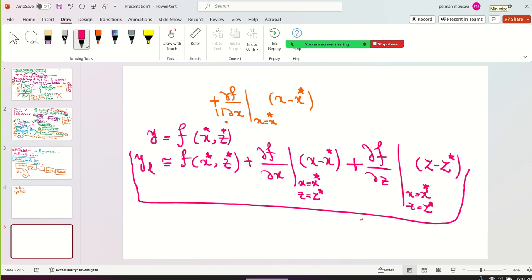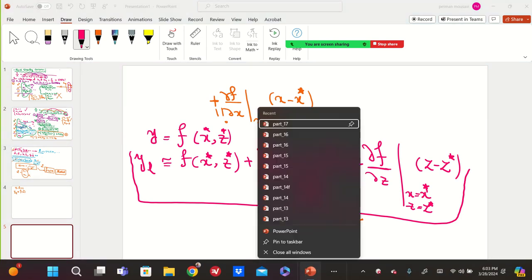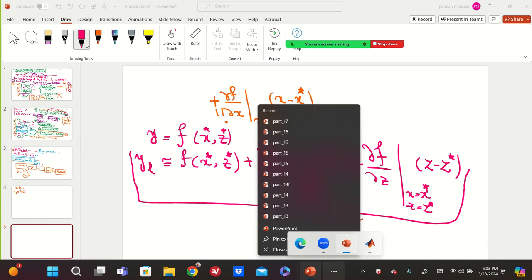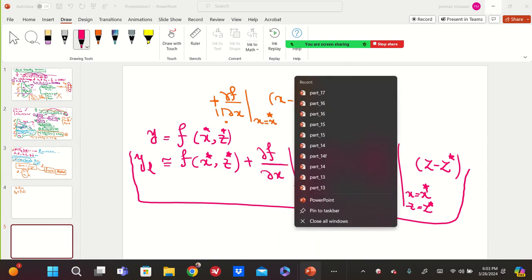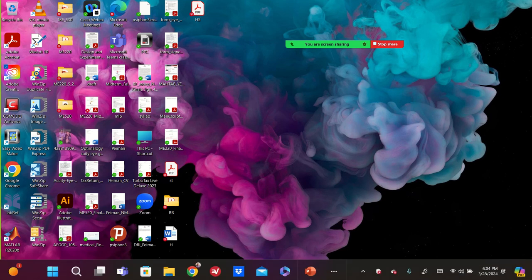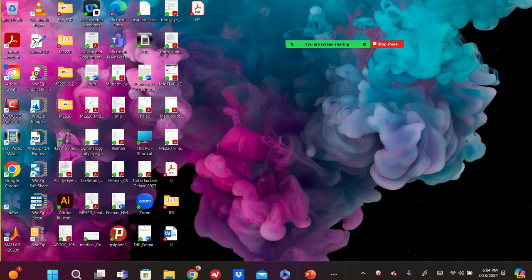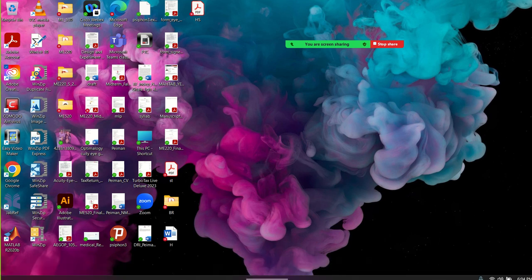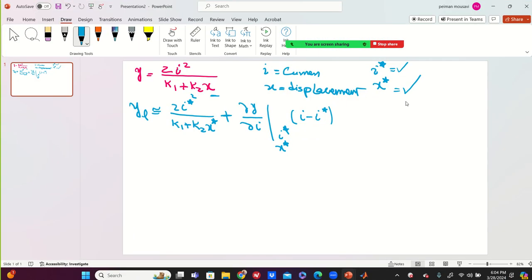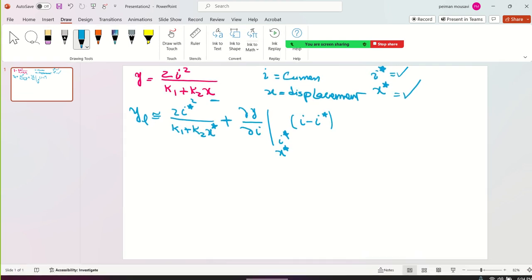Plus round y over round x at x star numbers, i star numbers, times x minus x star.